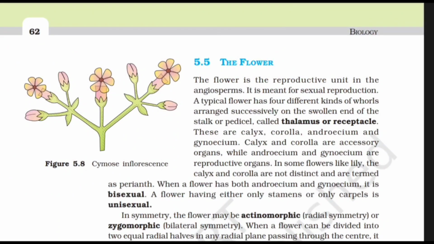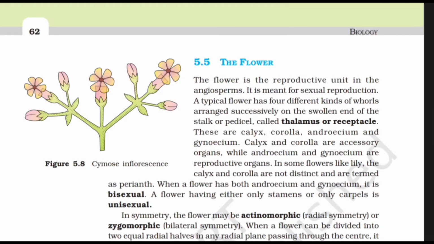5.5 The flower. The flower is the reproductive unit in the angiosperms. It is meant for sexual reproduction. A typical flower has four different kinds of whorls arranged successively on the swollen end of the stalk called thalamus or receptacle. These are calyx, corolla, androecium, and gynoecium. Calyx and corolla are accessory organs, while androecium and gynoecium are reproductive organs. In some flowers like lily, the calyx and corolla are not distinct and are termed as perianth.